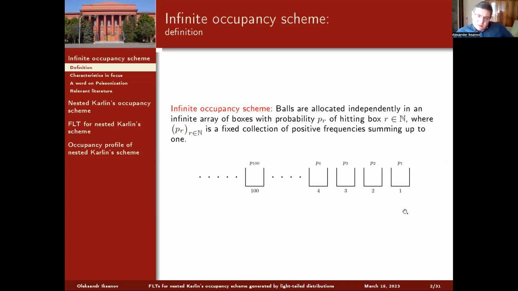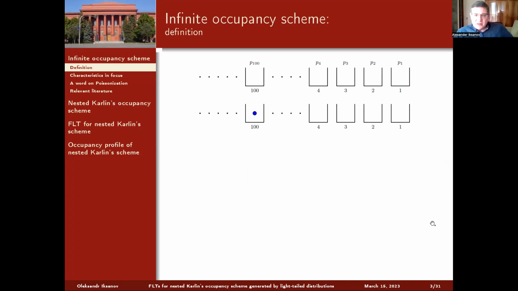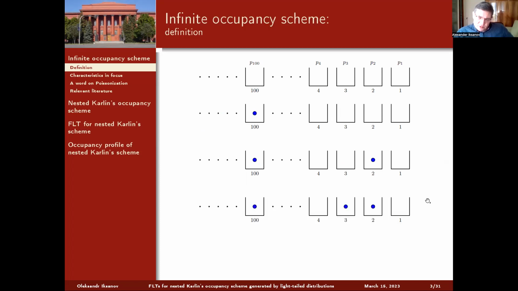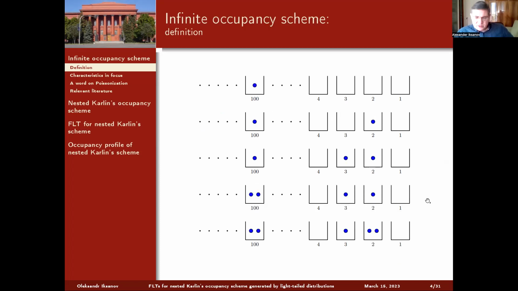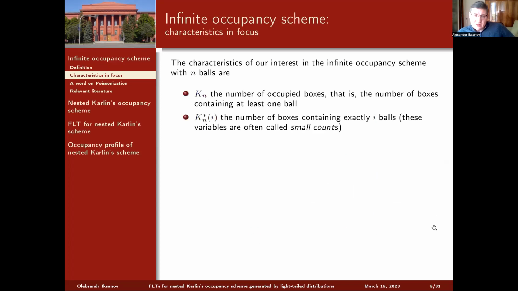How does the scheme look dynamically when there are 5 balls, say? Here is a possible realization. The first ball falls into box 100, the second into box 2, the third into box 3, and so forth. And after five balls have been thrown, our occupancy scheme looks as follows. So far, it's unclear what the object of investigation is.